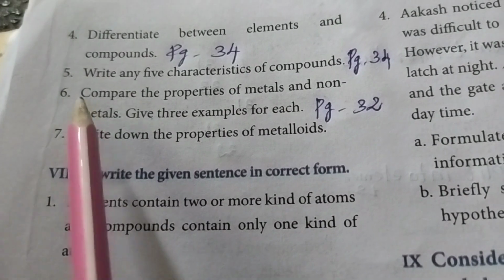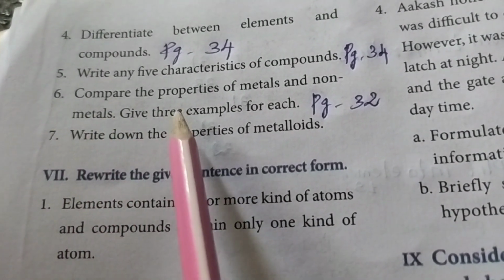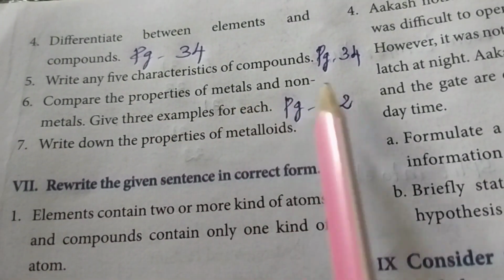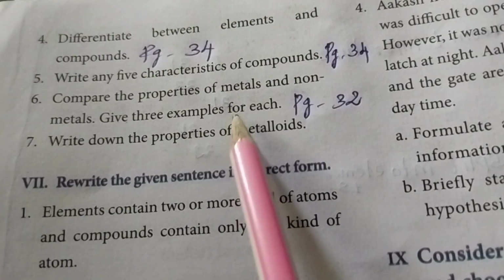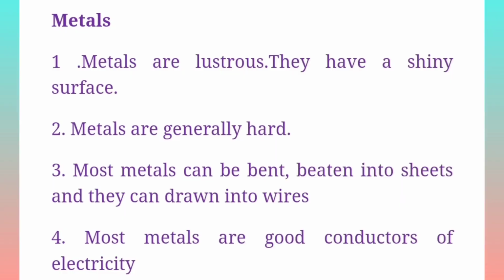6th question, compare the properties of metals and non-metals. Give 3 examples for each. Answer, metals. First point, metals are lustrous. They have a shiny surface. Second point, metals are generally hard. Third point, most metals can be bent, beaten into sheets and drawn into wires.